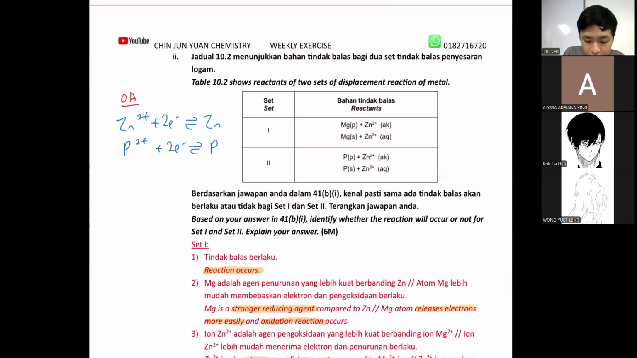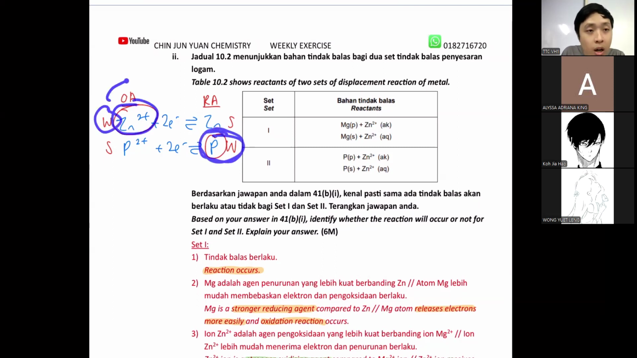So the left side is OA, right side is RA: weak, strong, weak. Okay, so now you see they ask for P and Zn2+. Now you see they are strong or weak. So P is a weak reducing agent, Zn2+ is a weak oxidizing agent.